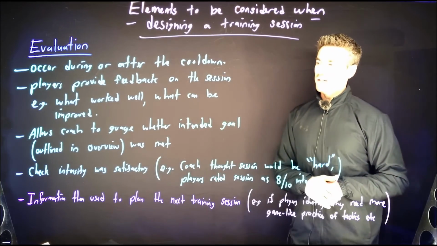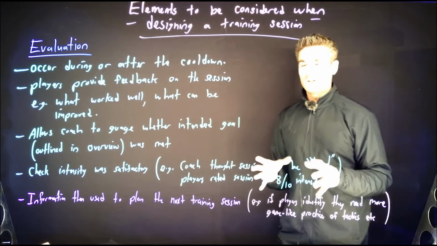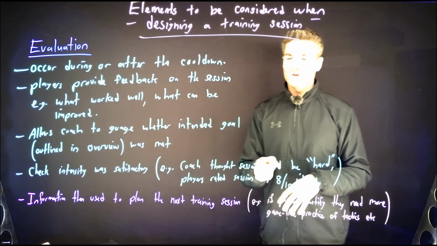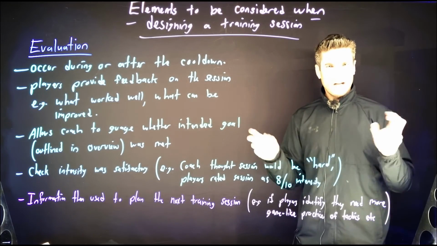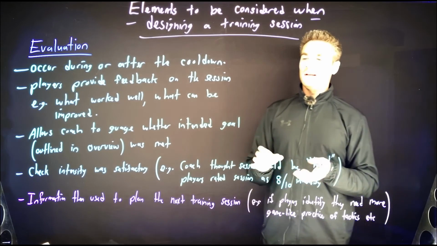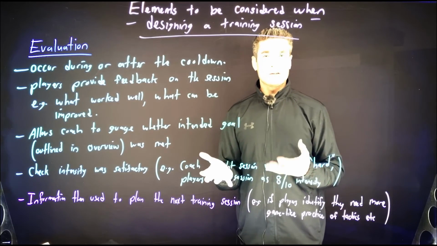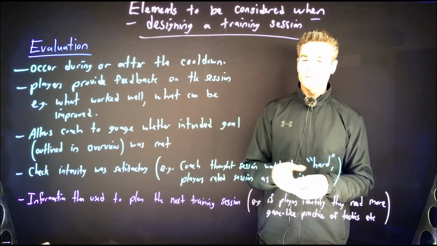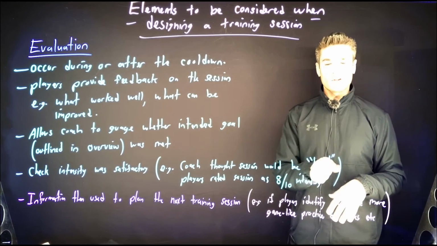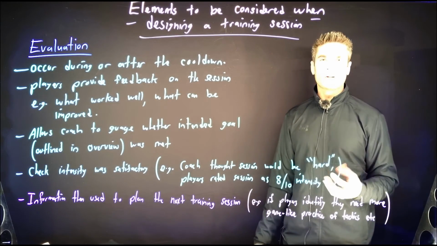It also allows the coach to check that the intensity was satisfactory. So, e.g., the coach thought in their initial planning that the session would be quite hard, quite intense. And then at the end of the session, the coach asked the players, rate the session out of 1 to 10 as to how hard it was or how taxing on your body it was. And the players give it an 8 out of 10. So the coach thought it was going to be hard, the players said 8 out of 10. That's pretty much on point.